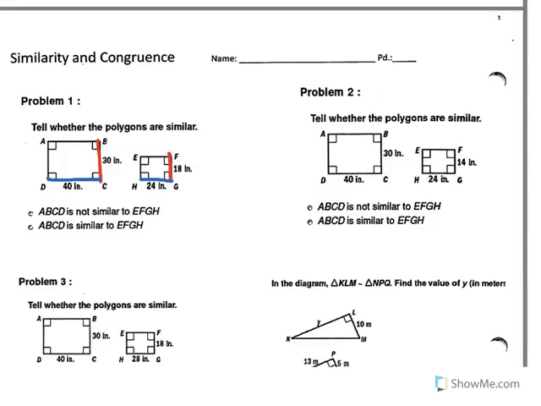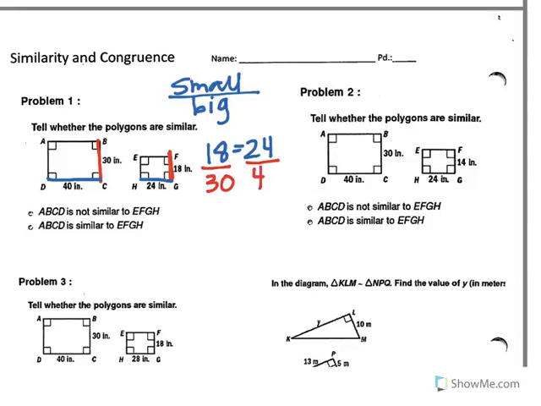So we're going to set up a proportion where you have the smaller polygon over the larger, and you have 18 equals 24. Those are the numbers that they give you. And then you have to figure out the side with 18 inches corresponds with the larger polygon that's 30 inches. You'll find the side that's 24 inches, and that corresponds with the side that's 40 inches.